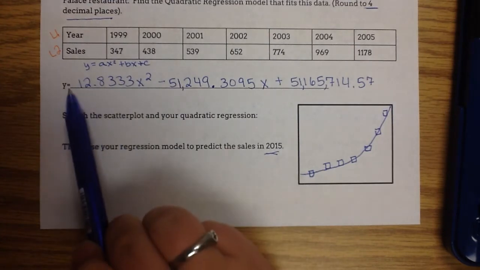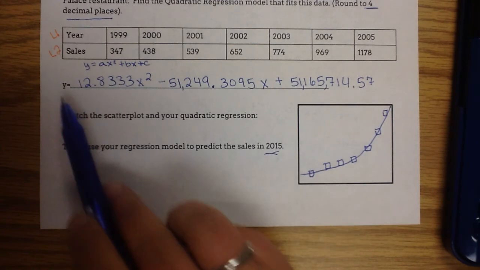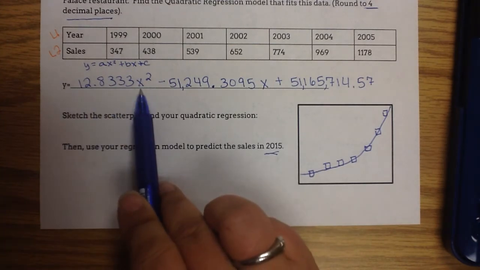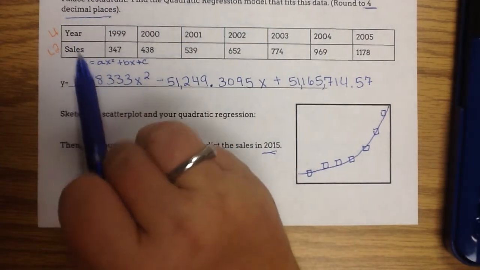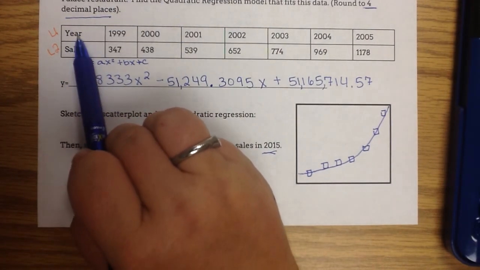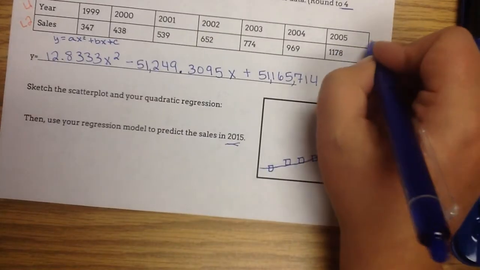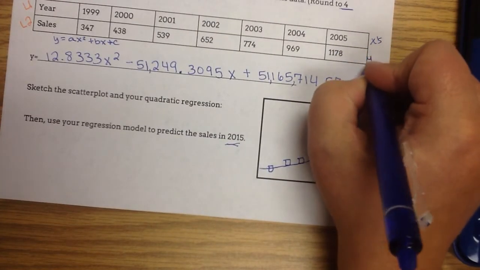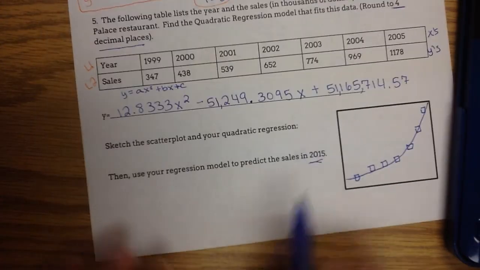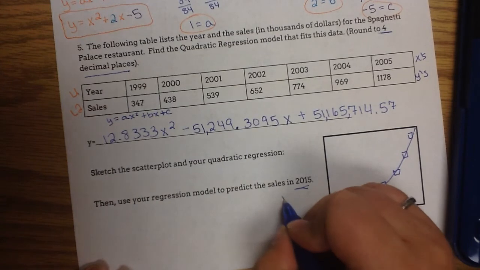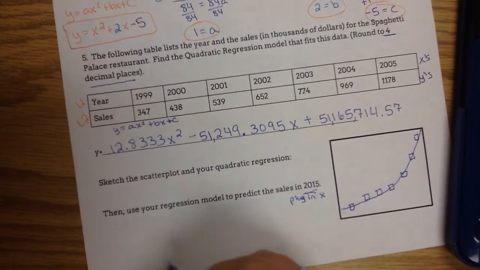Well, I have a regression equation with y equals and all this stuff. 2015 I can either put in for y or I can put it in for x. So I need to look and see if it's an x or a y. Well, years, I put in L1, so that's my independent variable. These are my x's, these are my y's. So 2015 is a year, so I'm going to plug that in for x.